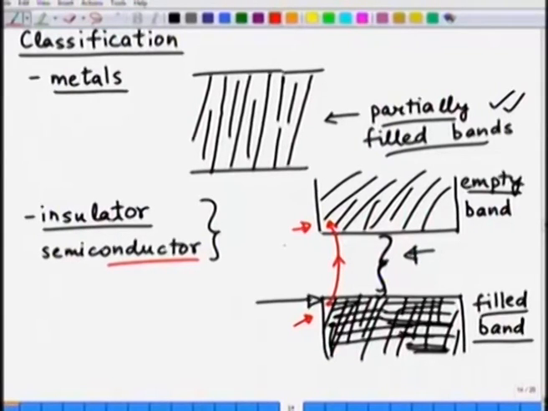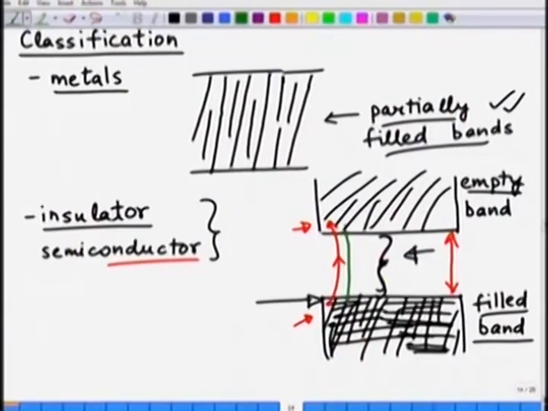If however this gap is very large, for example in diamond which is 5.3 electron volts, in that case even room temperature or some higher temperature is not sufficient to cause the electron to jump from here over to this empty band, and as a consequence this material continues to remain an insulator. So, semiconductor or insulator is a relative term.